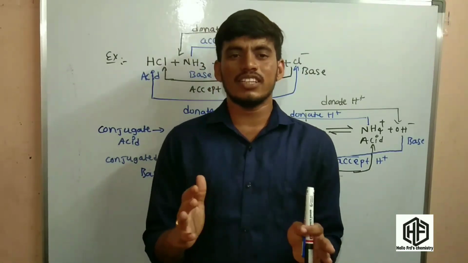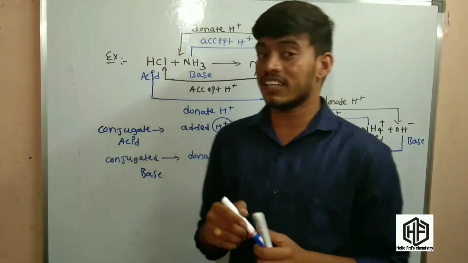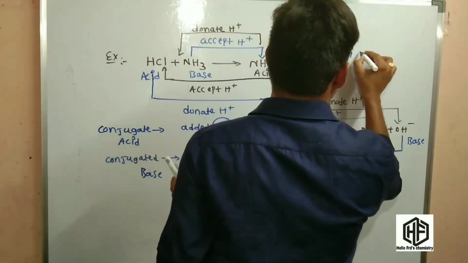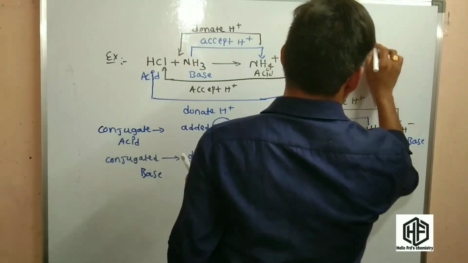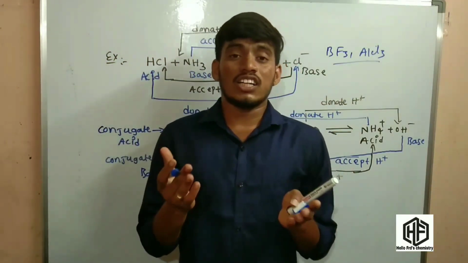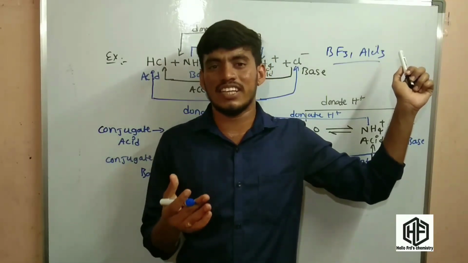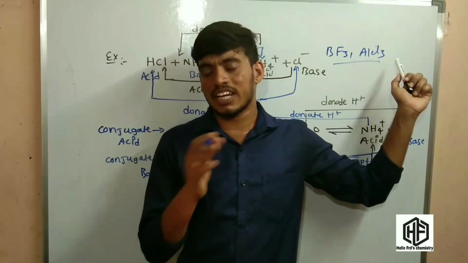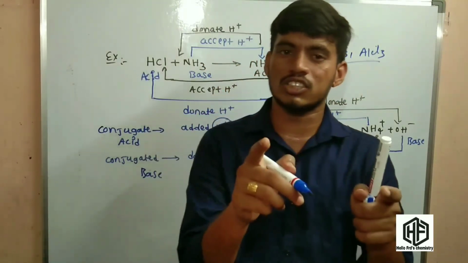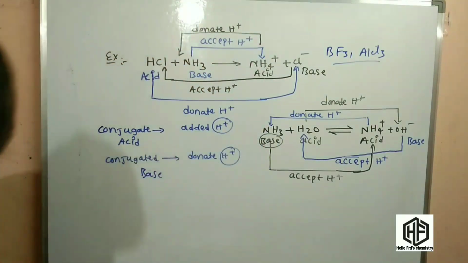Now, what are the limitations of the Bronsted-Lowry concept? The limitations are BF3 and AlCl3. These are acids, but the Bronsted-Lowry concept cannot explain these substances, BF3 and AlCl3. To cover this, one more important concept was introduced: the Lewis acid-base concept. This is clear, friends.